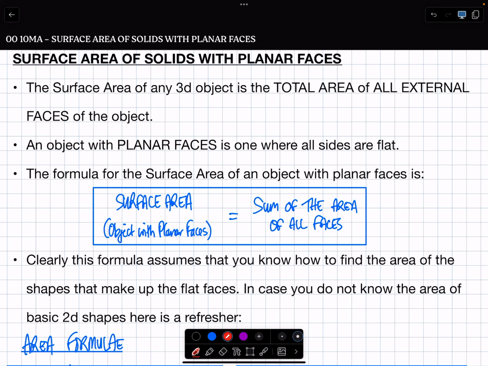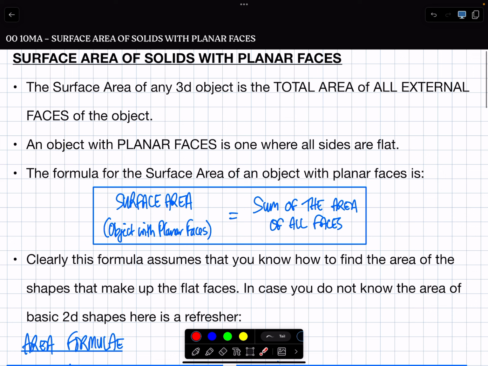All right, we're going to start off with the idea of the surface area of solids with planar faces. What is the surface area of anything? It's the total area of all the outside or external faces of the object. An object with planar faces is one where all the sides are flat.